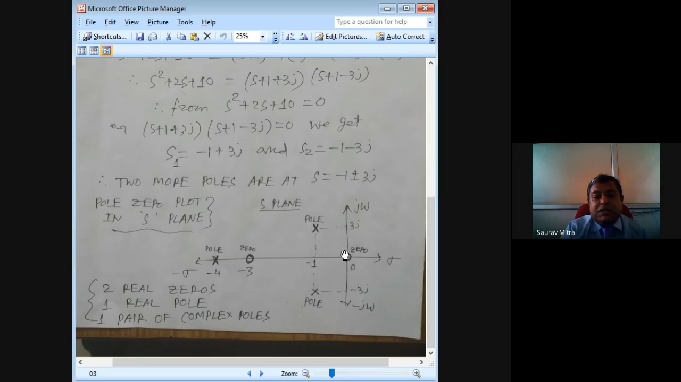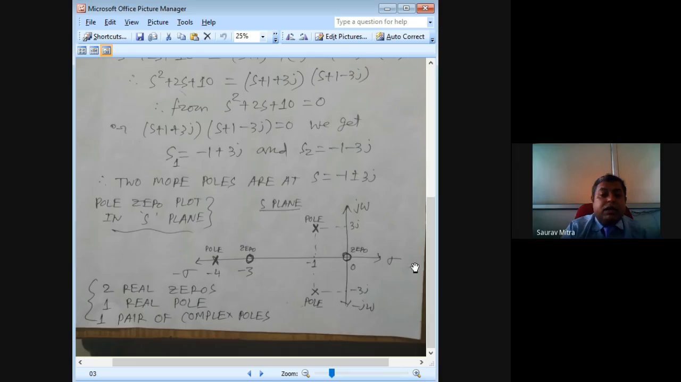Zeros are generally shown by a round shape. So this is called a zero. One zero is at 0, which means at the origin. So this is where I am showing the first zero. The second zero is at −3. So this is another zero I am showing at −3. So this is one zero, and this is another zero.